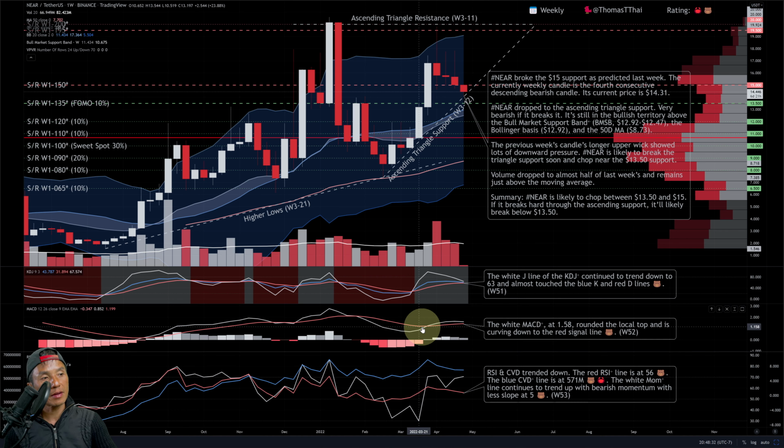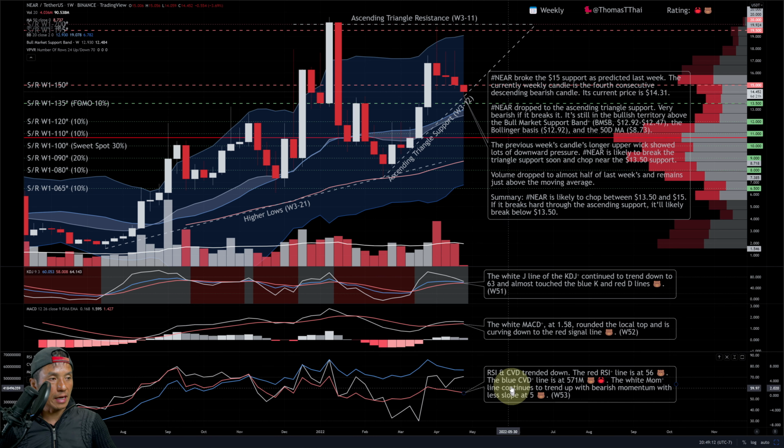As far as the MACD, the white MACD line, having curved at the local top, is slightly trending down, somewhat horizontal but slightly down, heading towards the ascending red signal line. The white MACD is registered at 1.58. And although it's printing bullish white histogram bars here, it looks like it's going to cross down at any time, so I'm going to give this a bearish trend. It's a bearish trend, but it's still bullish in the MACD pattern. So just keep that in mind.